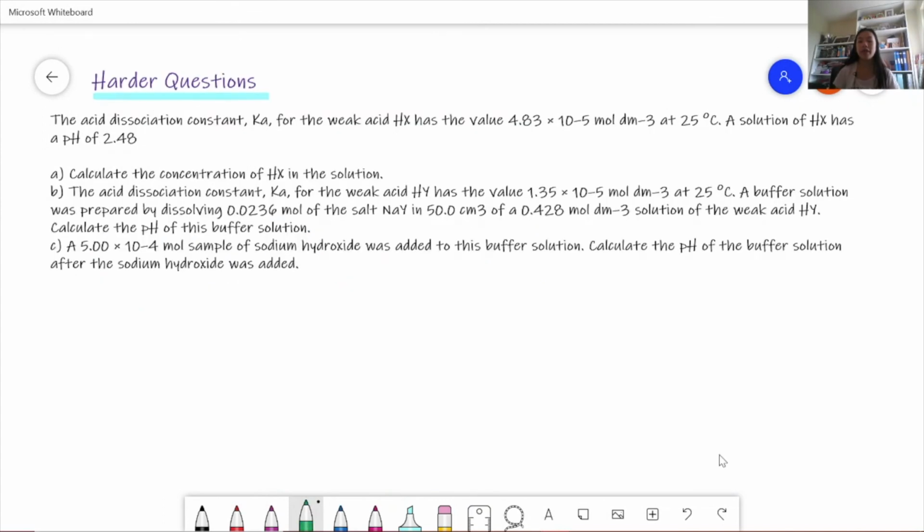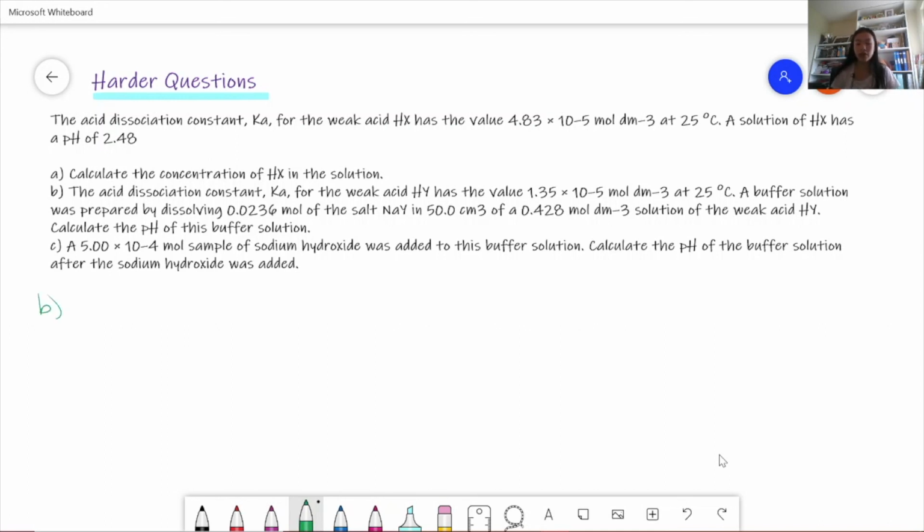And then for part B, the acid dissociation constant Ka for the weak acid HY has a value of 1.35 times 10 to the minus 5 moles per decimeter cubed, and a buffer solution was prepared by dissolving 0.0236 moles of the salt NaY in 50 centimeters cubed of a 0.428 moles per decimeter cubed solution of the weak acid HY. Calculate the pH of this buffer solution.